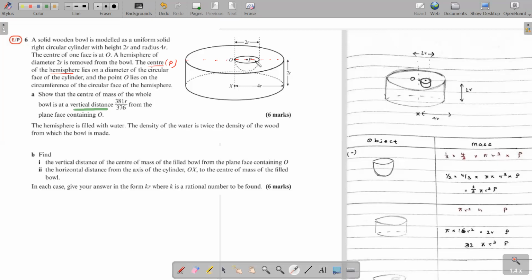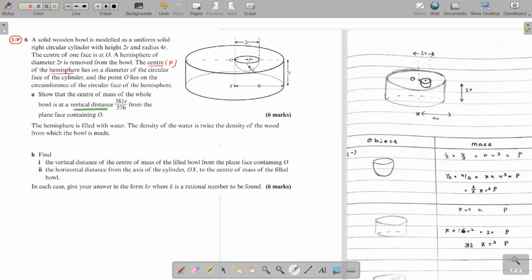Because you have removed the hemisphere not centered around O. So it's removed somewhere else, and because of that, it's not symmetric. So in this case, for your center of mass, you not only have to find the y bar, but you also have to find x bar. Okay, guys, so that's the main difference here. That's why the non-uniform comes into play. Just because you don't have an axis of symmetry, if you want the center of mass coordinates, you'll have to find both x bar and y bar.